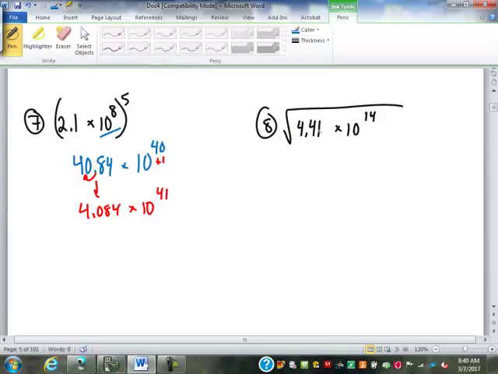Square root. What's the square root of 4.41? 2.1. Square root of 10 to the 14th. The roots, you divide the power. So this is a square root, which is 2, so it's going to be 10 to the 7th.